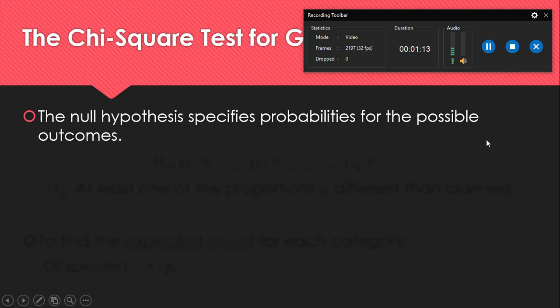When you write up the null hypothesis, you're going to list all the probabilities for each of the different events. So the null says that we have proportion number one, whatever you specify it to be, and it equals, and you're going to fill in the blank with the proportion stated in the problem. And you're going to do that for group 2, and so on until you get to the final group, P sub k.